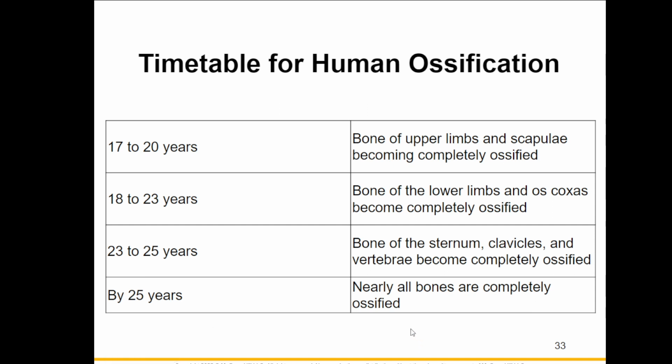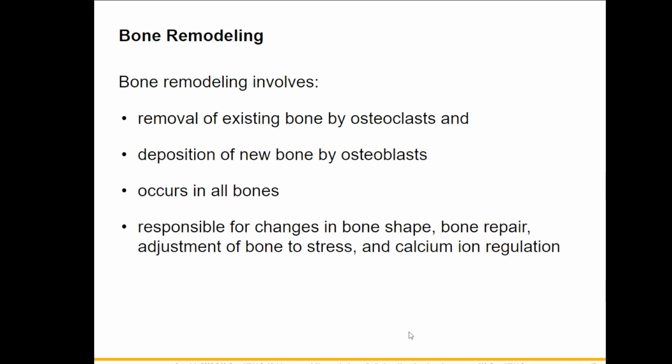Now, what will happen if there is an abnormal bone growth? How will we be able to correct that? We'll be able to correct that through bone remodeling. In bone remodeling, you will remove the existing bone by the use of your osteoclasts, and you will form new bone by the use of your osteoblasts. So all our bones all over the body undergo bone remodeling. And this is responsible for the changes in bone shape, in bone repair, in adjustment of bone to stress, and even in calcium ion regulation. So as we grow older, all our bones undergo remodeling.